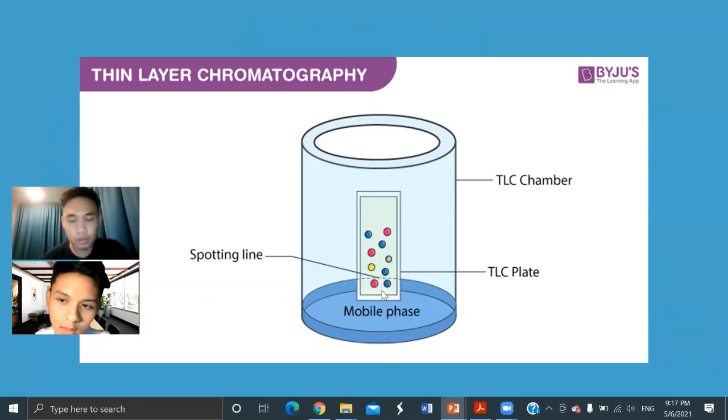The mobile phase will travel up the TLC plate, because the TLC plate is made of aluminum. They will travel all the way up the TLC plate. Later on I will show the video.